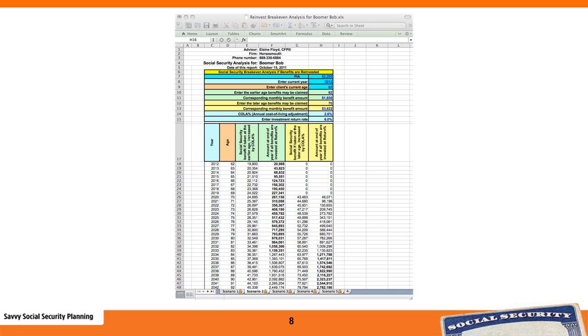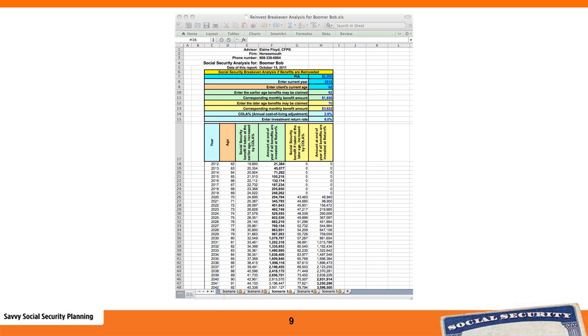Let's say your client thinks he can earn more than 4% on his invested Social Security benefits. So here we up the rate of return to 6%, and now we see that the break-even age is higher. It is not until the client turns 84 that the cumulative total from applying at the later age of 70 begins to overtake the total from applying at 62. For scenario 3, let's say the client wants to be really aggressive and assume a compound annual growth rate of 8%.